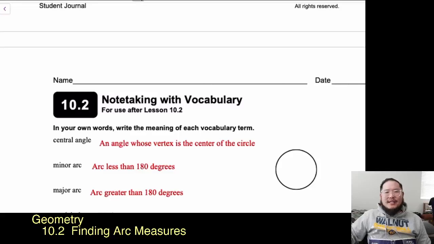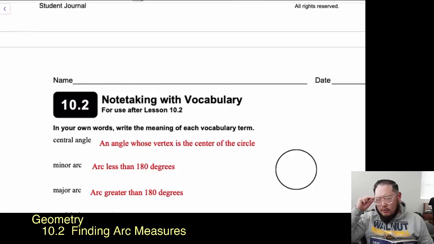All right, let's take a look at section 10.2, finding arc measures. And where are these arc measures? They're going to be on the outside of the circle. So let's go ahead and begin right here with a lot of vocabulary terms, many of them new. Make sure you write them down in your notes so that you have a decent idea of what we're actually solving for and how.